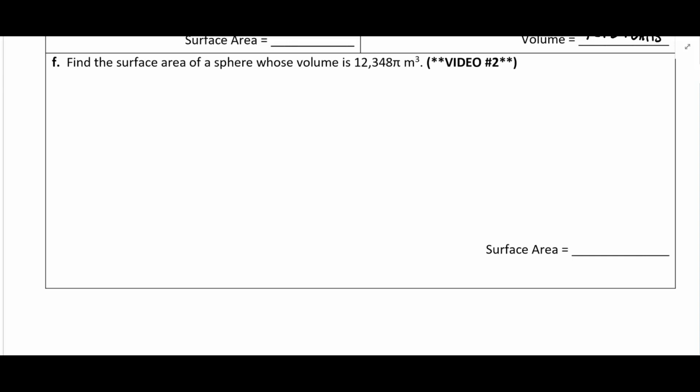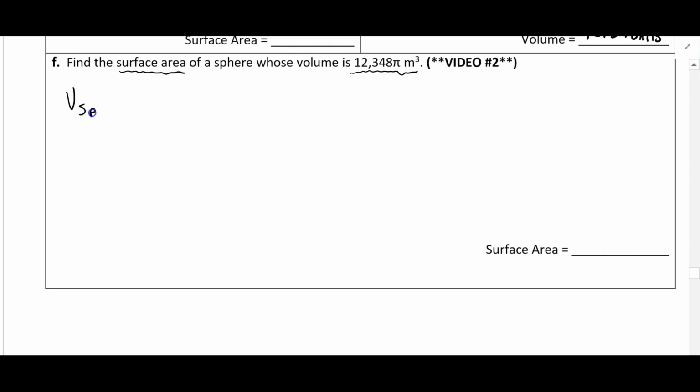In this video, we're continuing with volume of spheres, and we're working on example F on page 21 in your notes. And we want to find the surface area of a sphere whose volume is 12,348 pi meters cubed. So in order to find the surface area, I'm going to need the radius. So let's use the volume and work backwards to help us find the radius.